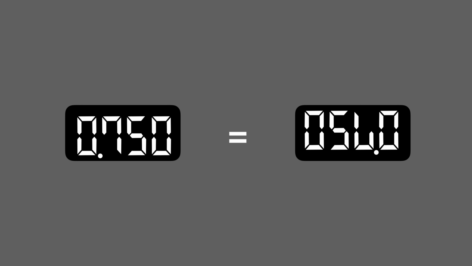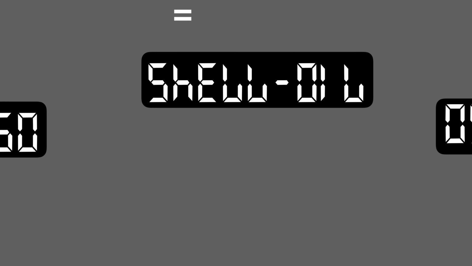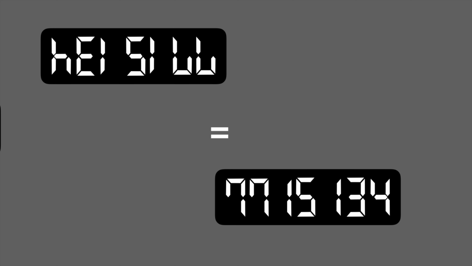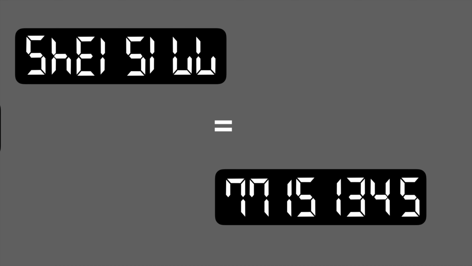This includes Oslo, which one can do with the number 0.750, or the spelling Shell Oil, with the number set 710 minus 77345. These calculators can also be used to send messages like the numbers 775134. When you flip it around, it can spell "he is ill", or 7715135, which is "she is ill".